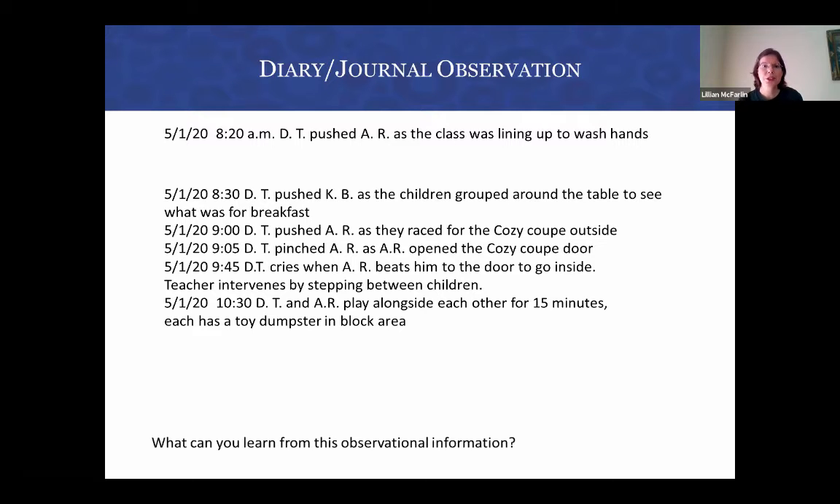So let's see, the first time DT acted out was when they were lining up. The second time is when they were grouped together. The third time was when he and another child were trying to get to one specific toy. The third time was when DT was sitting in the toy and somebody came up close to it to try to get in. The fourth time was when the children were running to get to the door and they're grouping together.